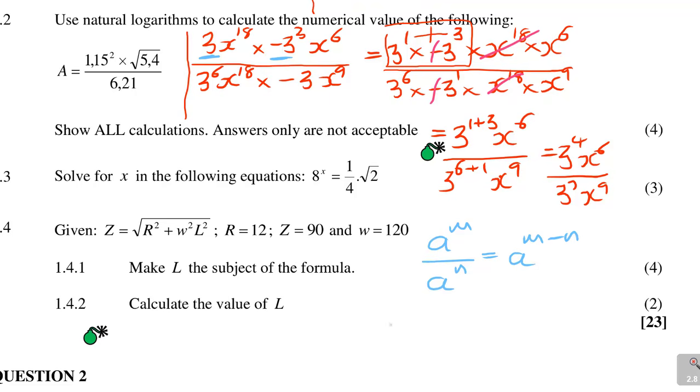It is written usually like this: a to the power of m divided by a to the power of m is equal to that part. That's how they usually write it.